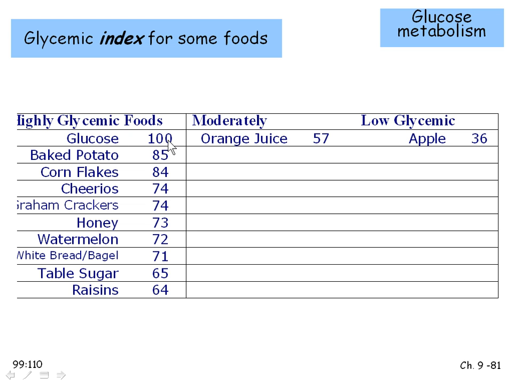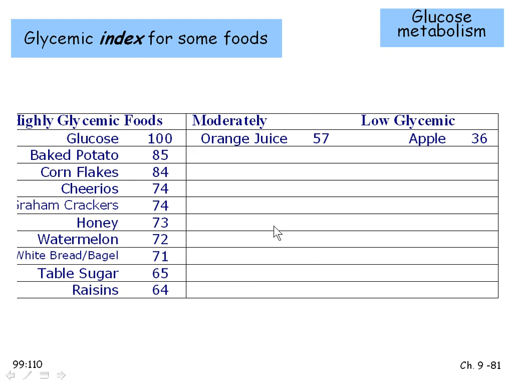If pure glucose is a standard of 100, it's not too surprising that potatoes and cornflakes are fairly high. Cheerios is a bit better. It's a whole grain cereal. Graham crackers are a whole grain cereal, so they're a bit better. Honey is basically sugar, but it's not quite so bad as glucose. Watermelon is very high. I love watermelon. Table sugar is not quite so high because table sugars have fructose. And raisins, again, have a significant amount of fructose. So this is glycemic index, and I'll post one that shows you some moderately and low glycemic index things there.